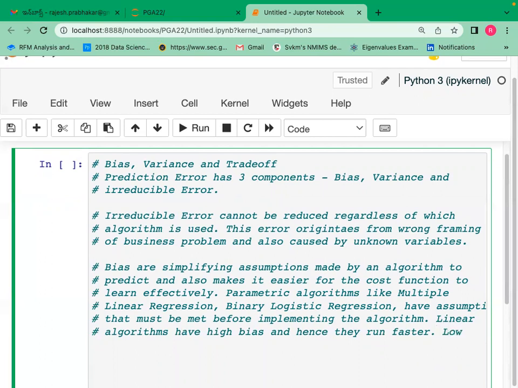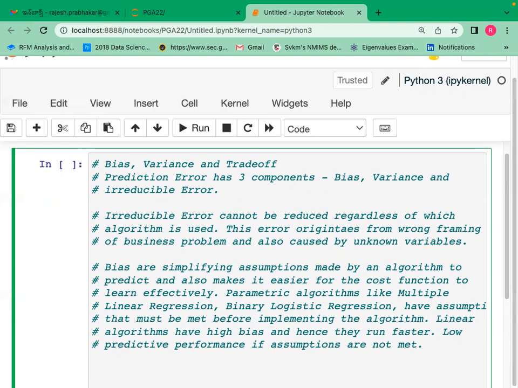They will have low predictive performance if assumptions are not met. If assumptions are not met, their performance will be very, very bad. You will not get even the basic R square, and you will get very high RMSE. So bias are the underlying assumptions for the algorithms that need to be met for the algorithm to function properly.